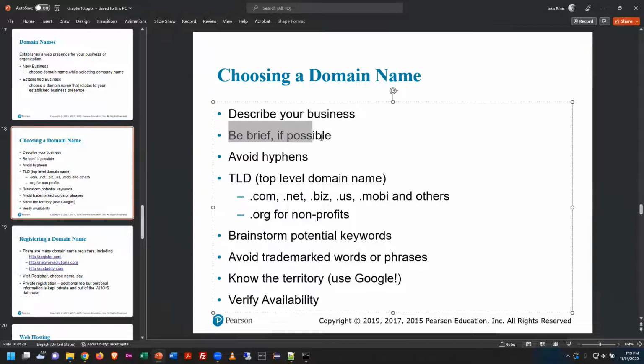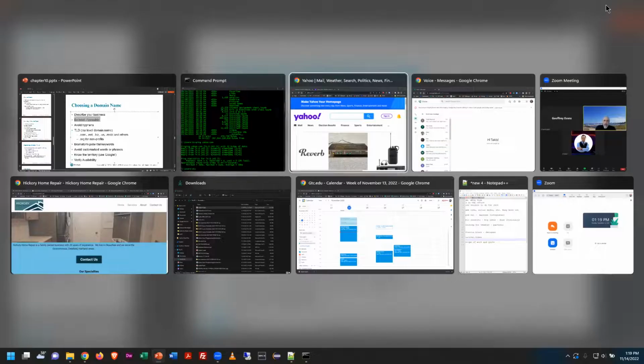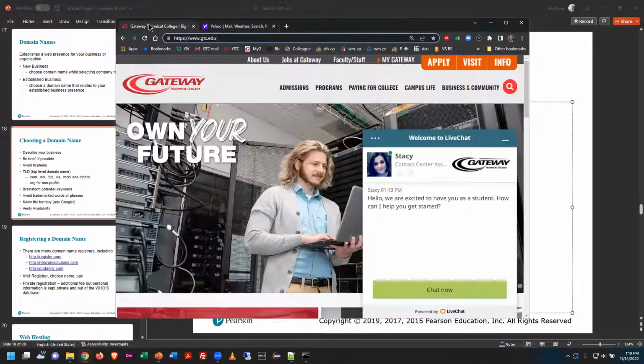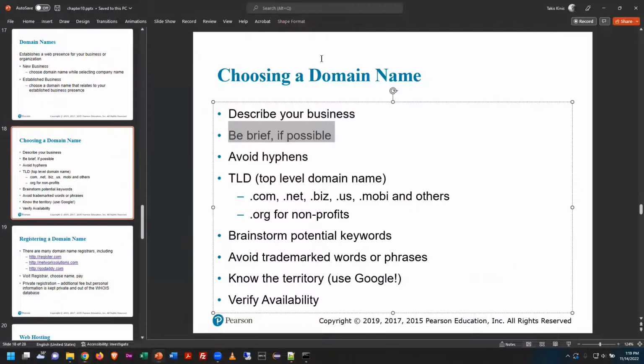What they're suggesting is that you're brief. Okay, a really good example of that is if we go back to the Gateway website, their domain name is really short. Now, isn't it easier to type gtc.edu than it would be GatewayTechnicalCollege.edu? I mean, that's significantly less typing and also gives the users fewer reasons to make mistakes, right? So the longer it is, the more likely they are to make a mistake.